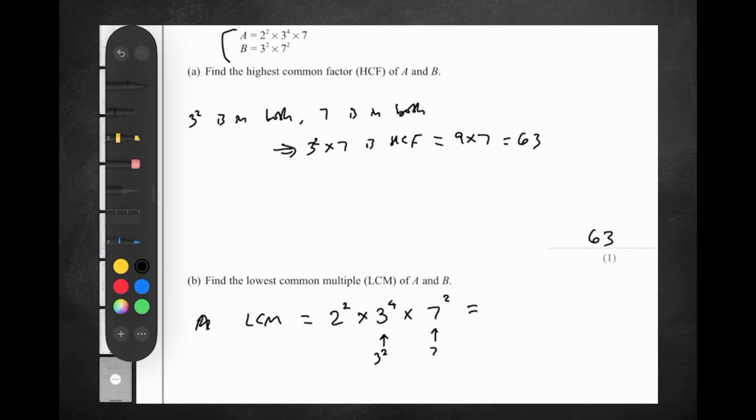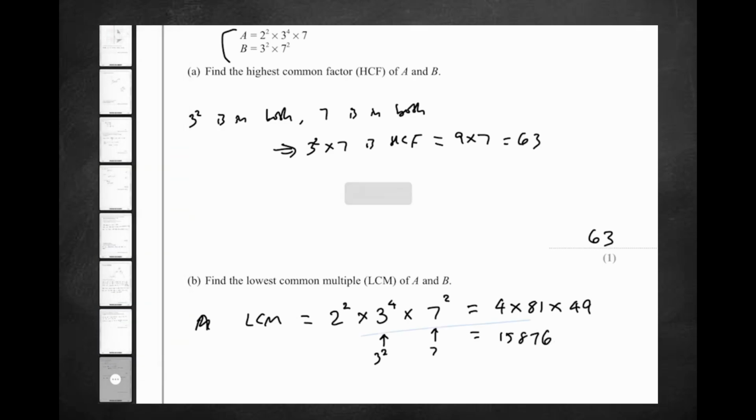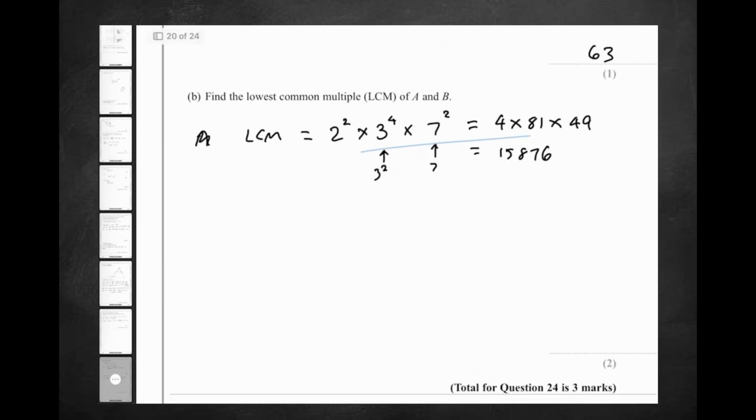So I'm going to do this with my calculator. 2 squared, I'm just going to write it out, 4 times 3 to the power 4, which is 81, times 7 squared, which is 49. 4 times 81 times 49 in my calculator is 15876. That's our answer.